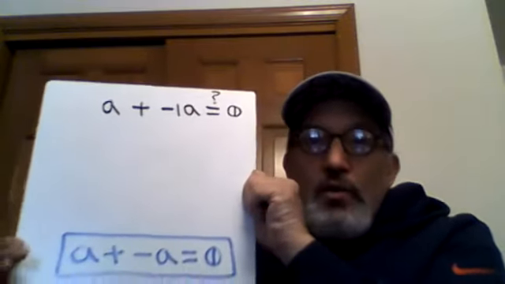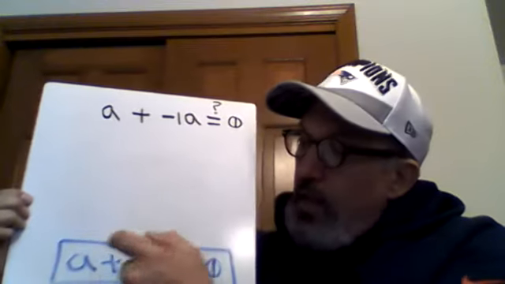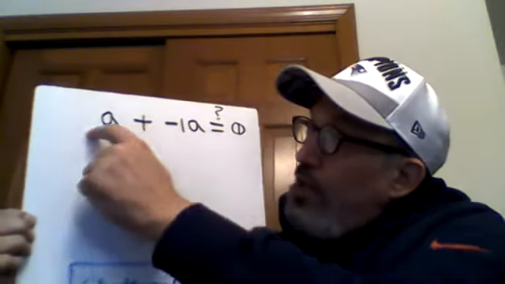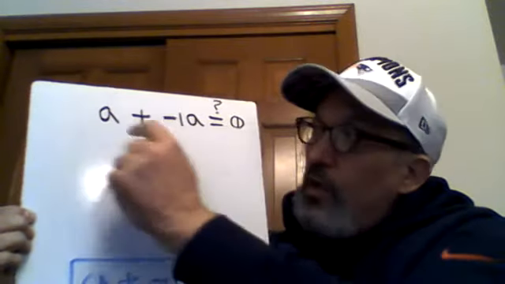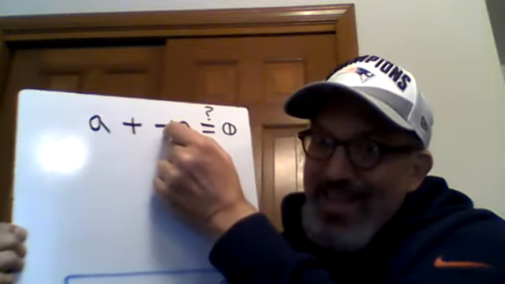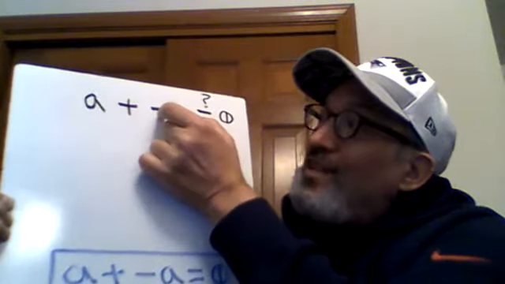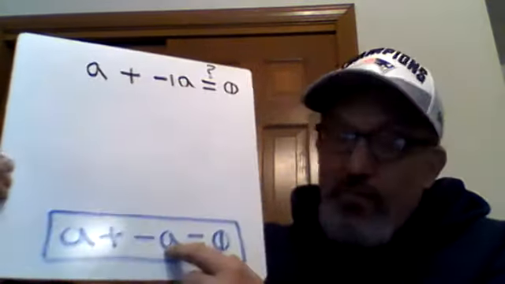You have to look down at the bottom, right? A plus the opposite of A is 0. So if this is true, we've got A plus this thing here equaling 0. The only way that this statement can be true is if this thing here is the opposite of A.